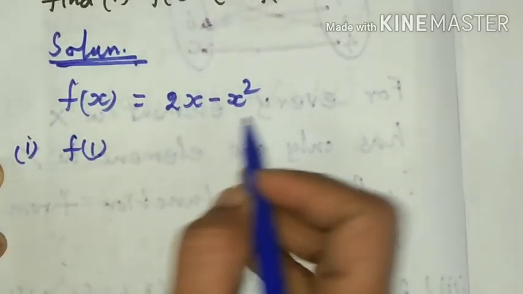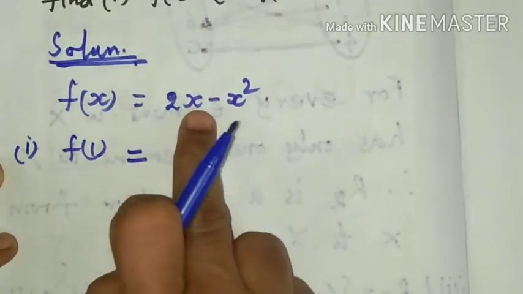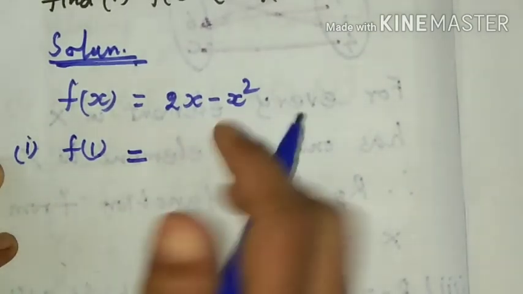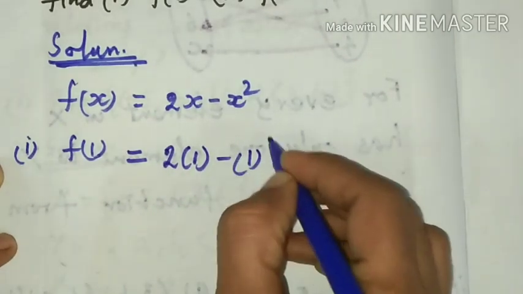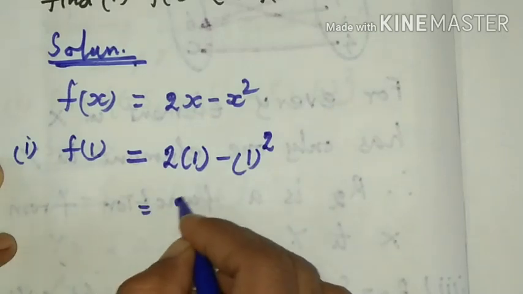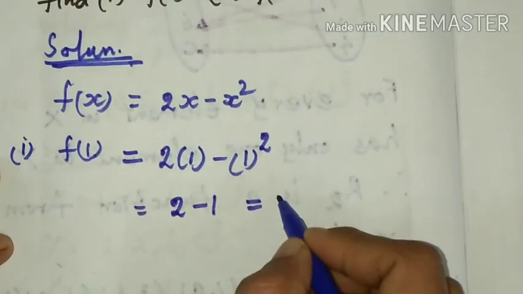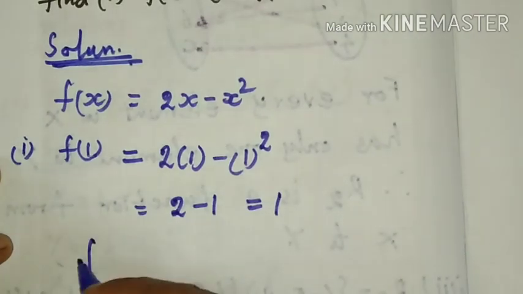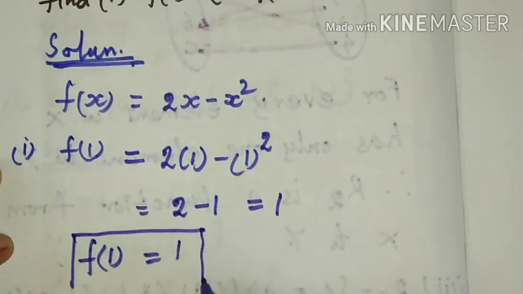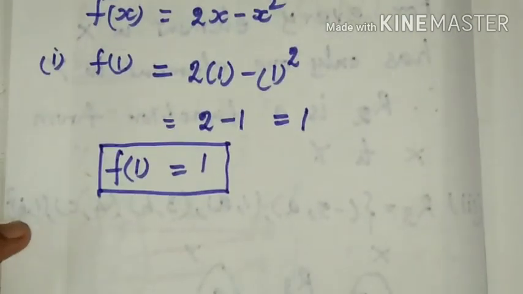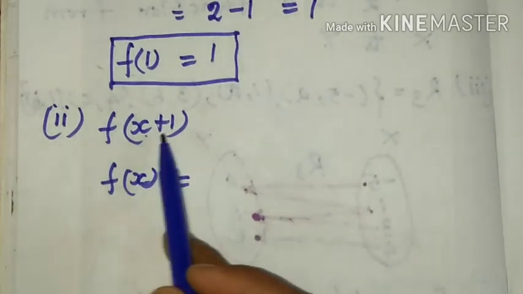Replacing x with 1, that is f of 1 equal to, instead of x you apply 1, then 2 into 1 minus 1 square, then we get 2 minus 1, that is 1. Therefore, f of 1 is equal to 1. Hence, the answer of f of 1 is equal to 1. Then next subdivision, f of x plus 1.